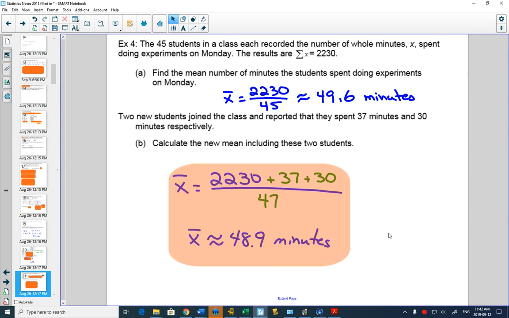If things didn't go right for 4, we can ask some questions. Okay, so find the mean number. Well, you had the total. Again, you had to know what the notation meant with the sigma x to say that's what all the things added up. There was 45 students, so that made 49.6. Then 2 new students came into the class, and they did their experiments quickly. That dropped the average down to 48.9.